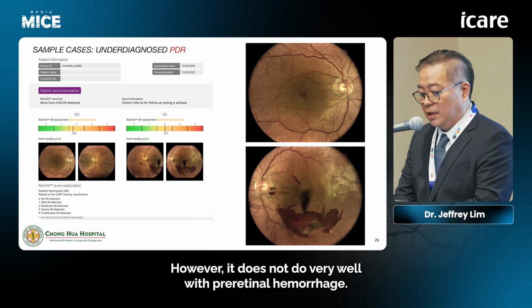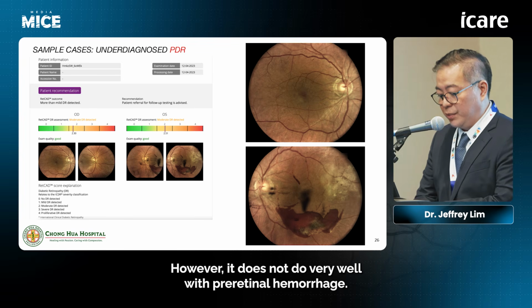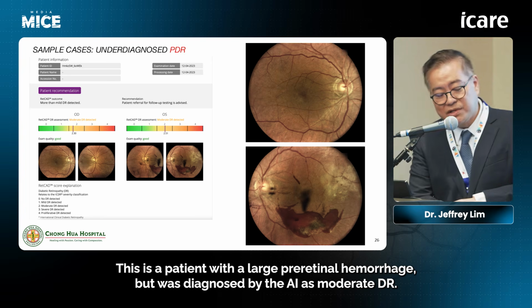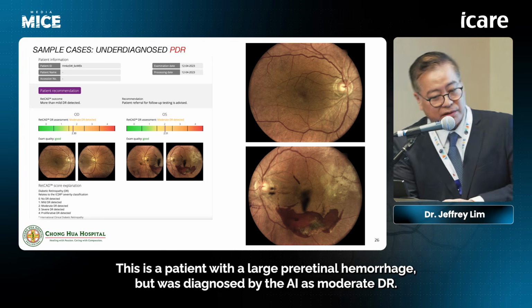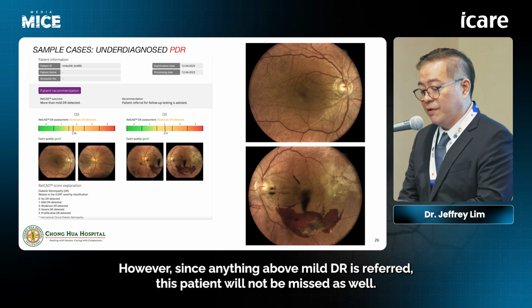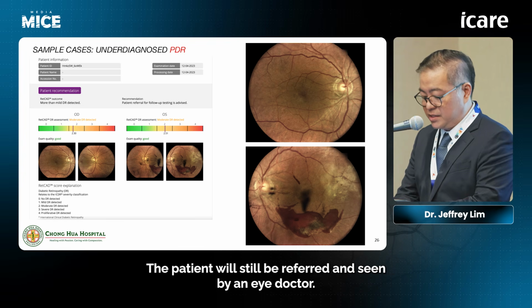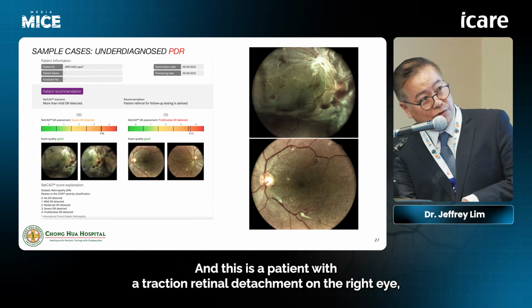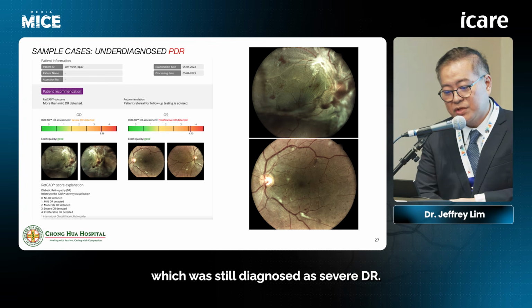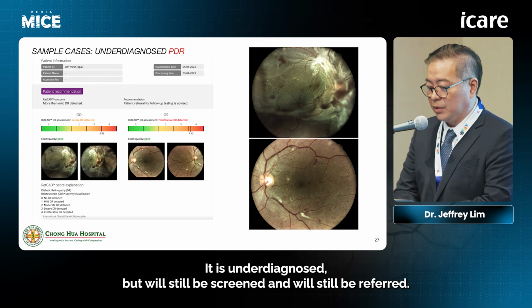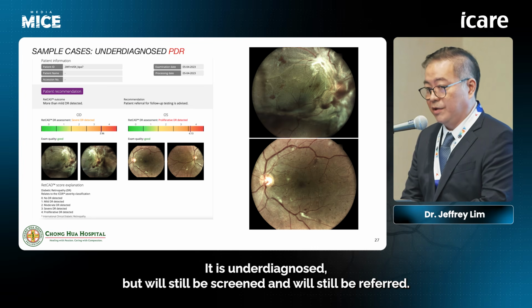neovascularizations noted. However, it does not do very well with pre-retinal hemorrhage. This is a patient with a large pre-retinal hemorrhage but was diagnosed by the AI as moderate DR. However, since anything above mild DR is referred, this patient will not be missed as well. The patient will still be referred and seen by an eye doctor. And this is a patient with traction retinal detachment on the right eye, which was still diagnosed as severe DR. It is underdiagnosed, but will still be screened and will still be referred.